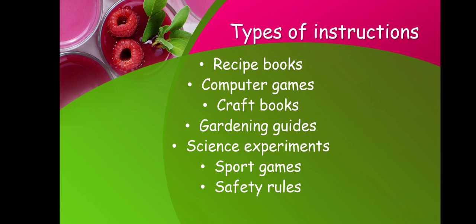For example, how to make a sunflower using paper. So when you write that, it's in the form of instructions. Then gardening books, how to plant a tree, how to plant a sapling, or how to make a vegetable garden. So there also you will be getting a list of processes. Science experiments, sports games, and safety rules.